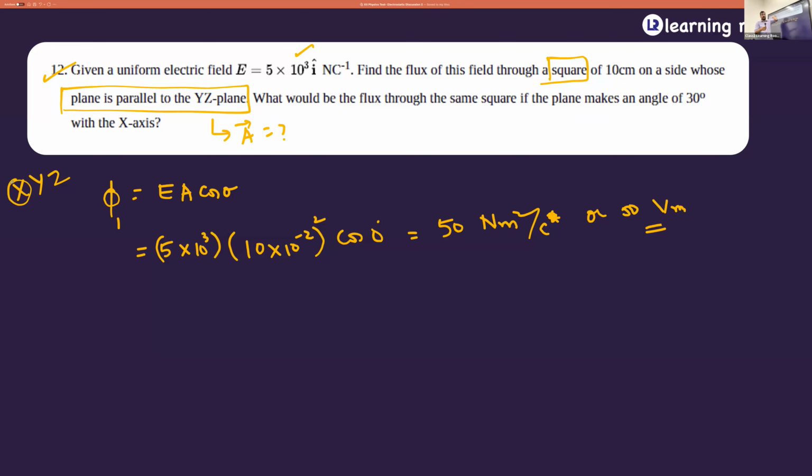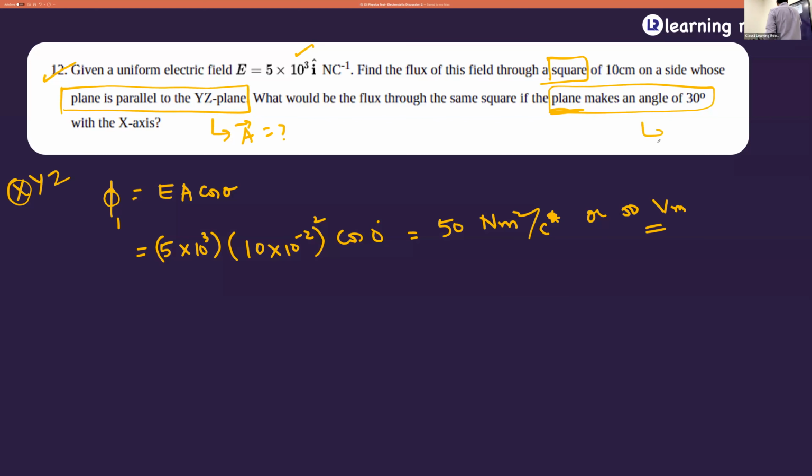So that is why I'm stressing on this point again and again: whenever you're asked to solve a problem based on electric flux, for that matter any flux, you should always take the angle between the electric field and the area vector. The area vector is always perpendicular to the surface. So whenever a question mentions the angle made with the plane, say the plane makes an angle of 30 degrees, the area vector angle will be the complementary of it, 60. So this is the keyword.